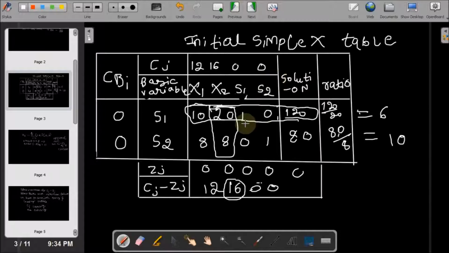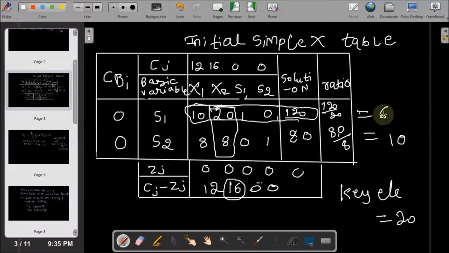But what is the key element here? You have to find the key element. It is the intersection value. The 20 here is where the key column and key row intersect. So the key element is 20. Don't get confused, guys.